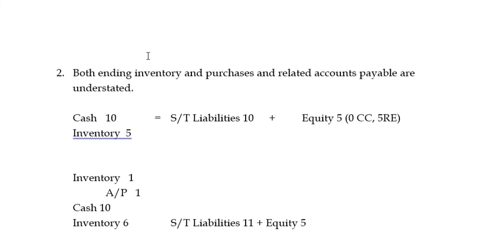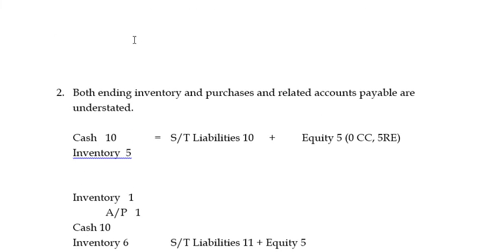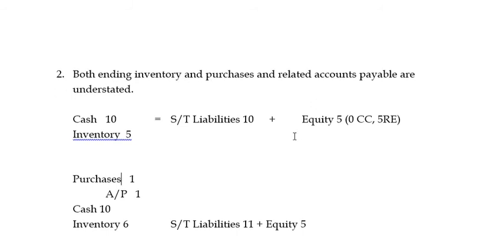Aloha class. So moving on to part 2, both ending inventory and purchases and related accounts payable are understated. So using these same dummy numbers, but now these numbers are incorrect because we forgot to put in this journal entry. And since we are using periodic, it will not be inventory, it'll be purchases. So we forgot to put in these purchases and accounts payable. These are understated.